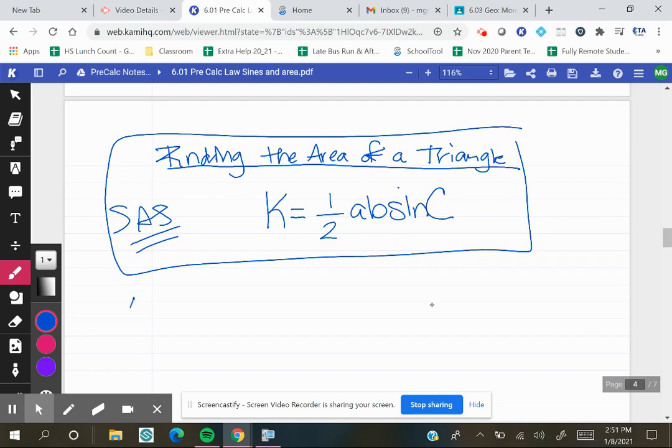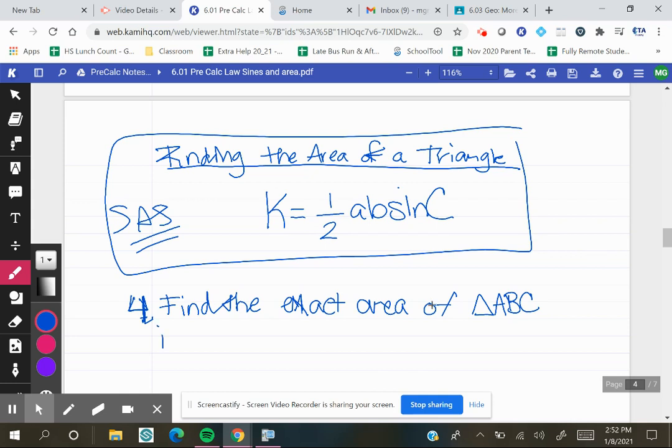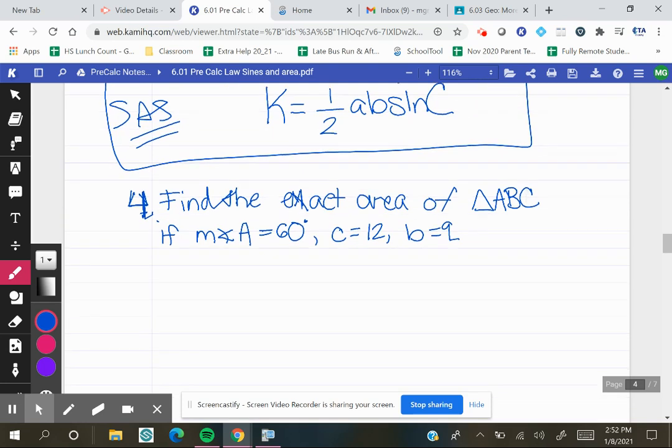So let's take a look here. Number 4. Find the exact area of triangle ABC if the measure of angle A equals 60 degrees, lowercase c, so side C is 12, and lowercase b is 9.